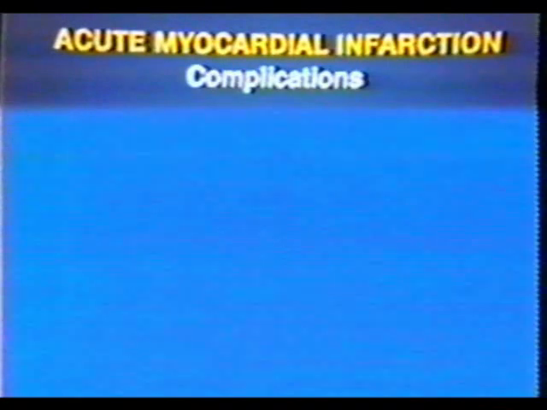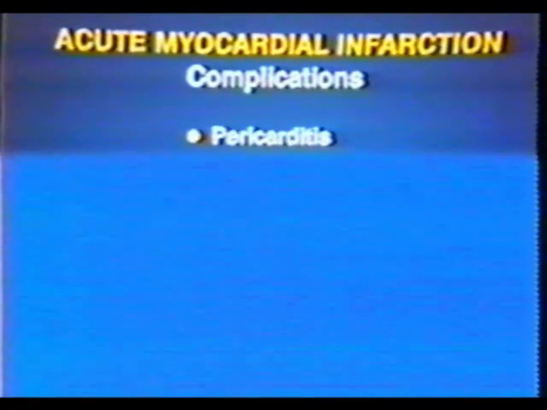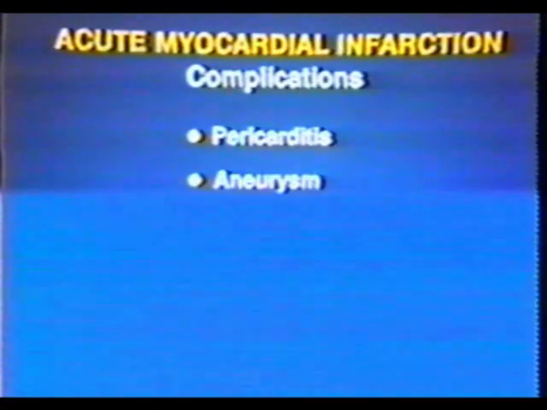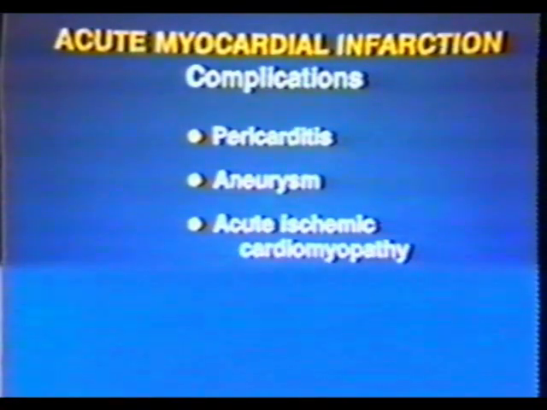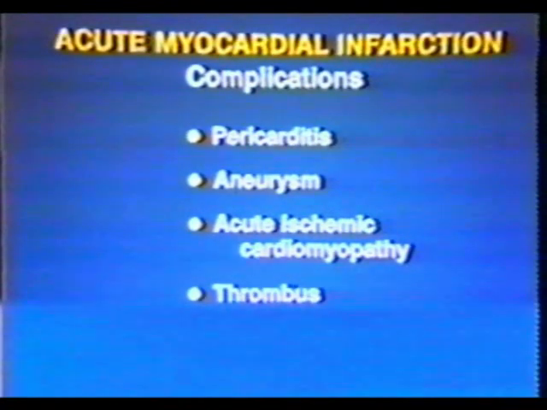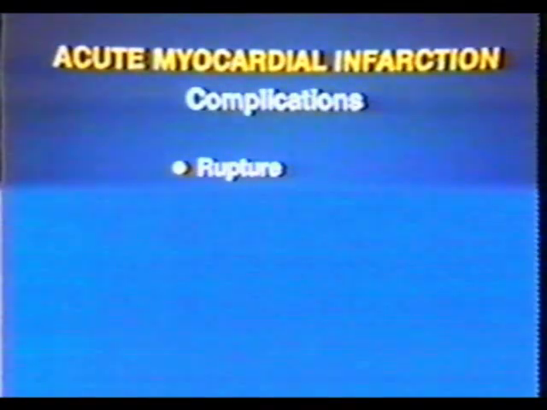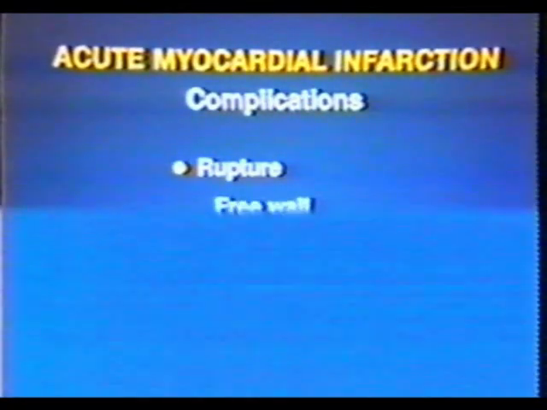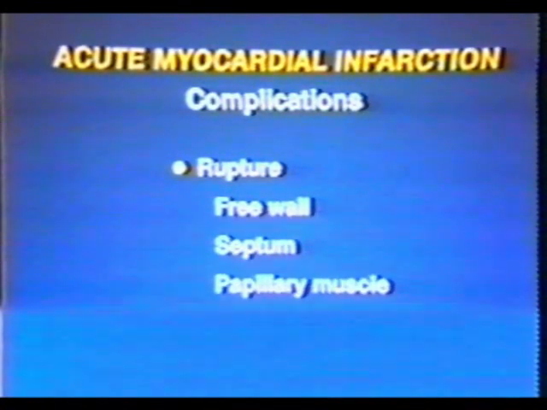The complications which we will now illustrate include pericarditis with pericardial effusion, true aneurysm, acute ischemic cardiomyopathy, mural thrombus, and cardiac rupture. This latter complication can be subdivided into rupture of the free wall, rupture of the ventricular septum, and papillary muscle rupture.